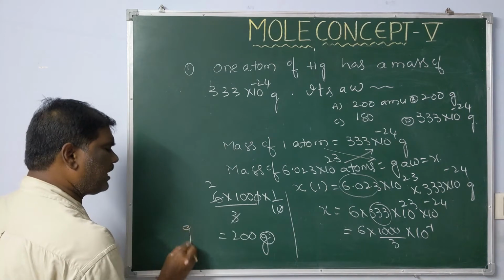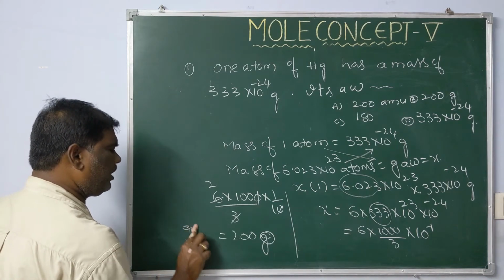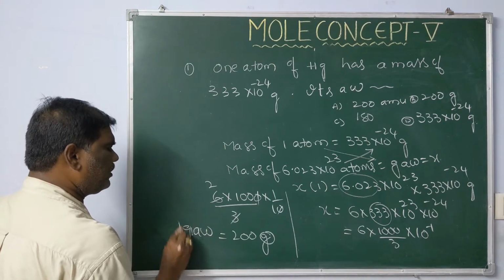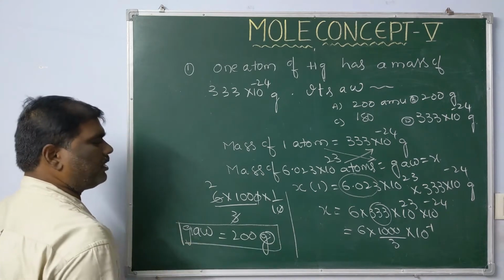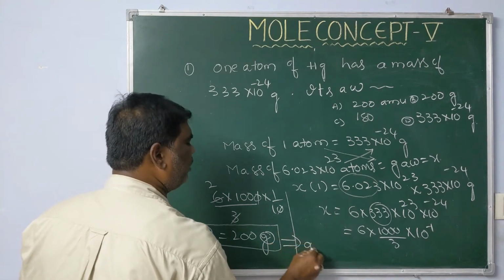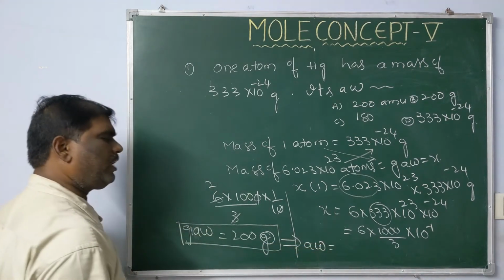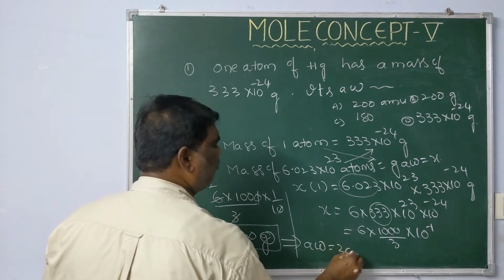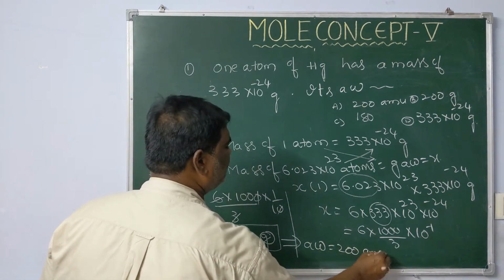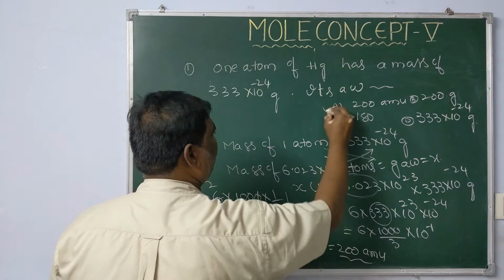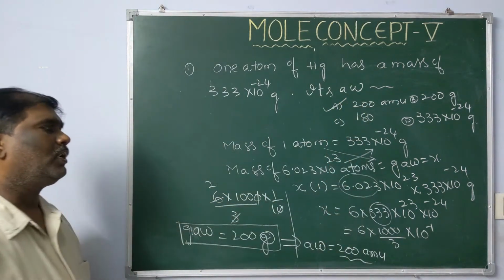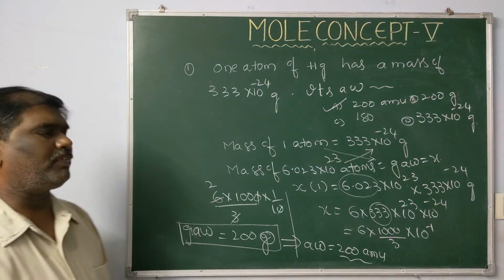200 grams is the gram atomic weight. So gram atomic weight we calculate, but we need atomic weight. You know, atomic weight is expressed in AMU. So what is the right answer? 200 AMU is the right option.